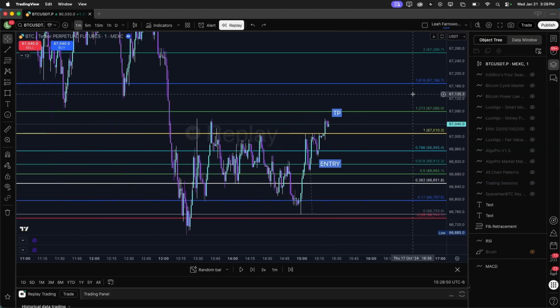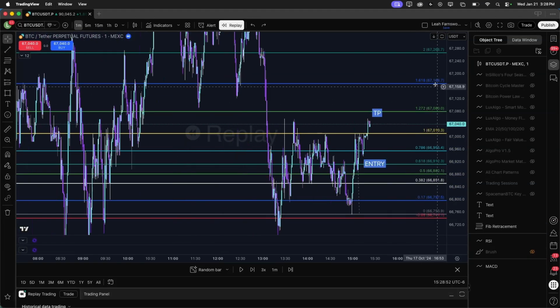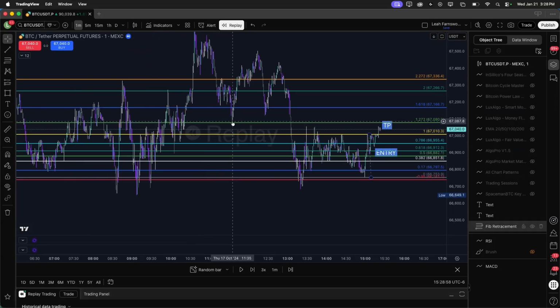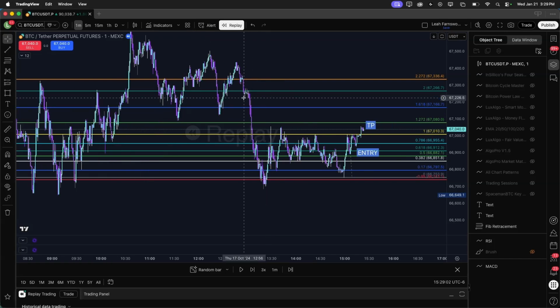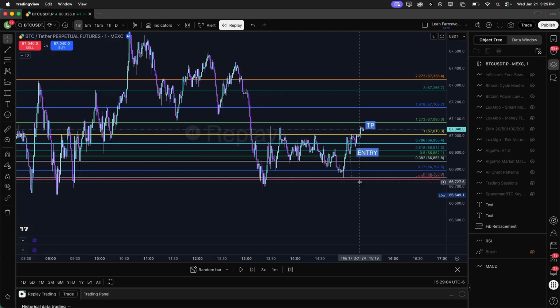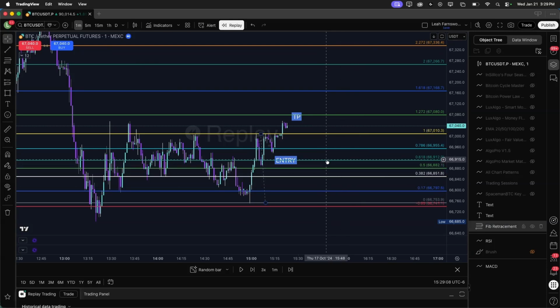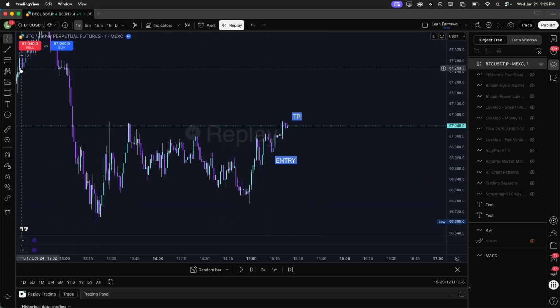I like to see my take profit levels and see if we have resistance coming into them. Resistance meaning these wicks here, we're almost hitting the 1.272 here, right? 1.618 looks good. 2 also looks good with this downtrend we could come back through. So if you want to draw your Fibonacci for scalping the correct way, you would just do it backwards.